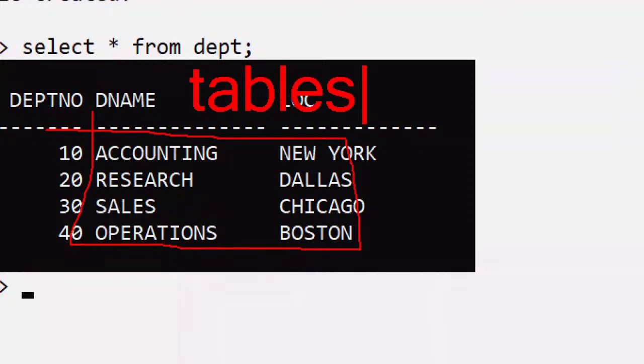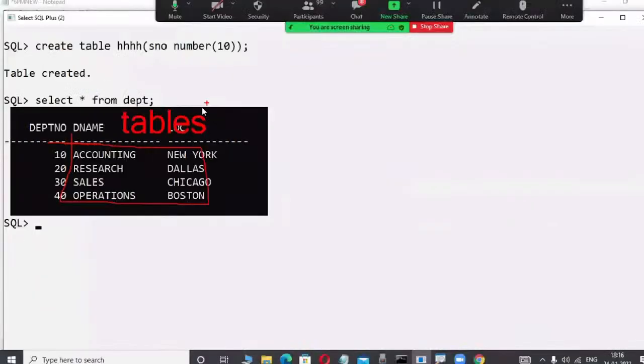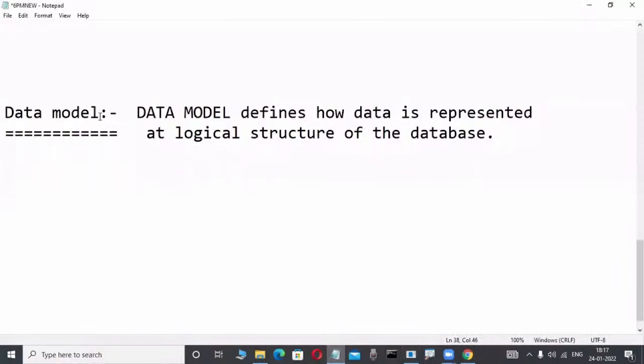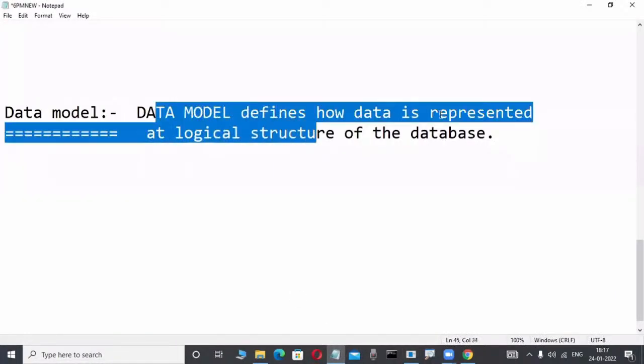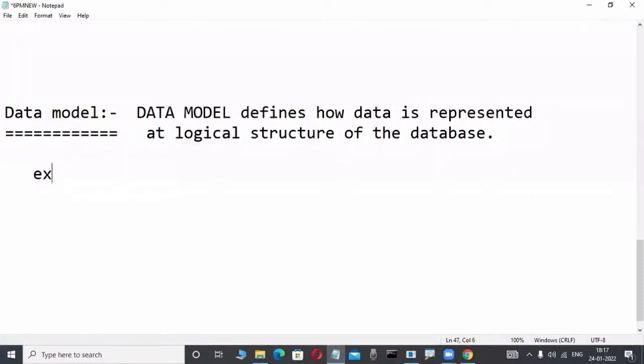Hierarchical data model, network data model, and some other data models were there. IMS and IDMS software were there in those days. But nowadays, observe here, a data model defines how data is represented at a logical structure of the database.